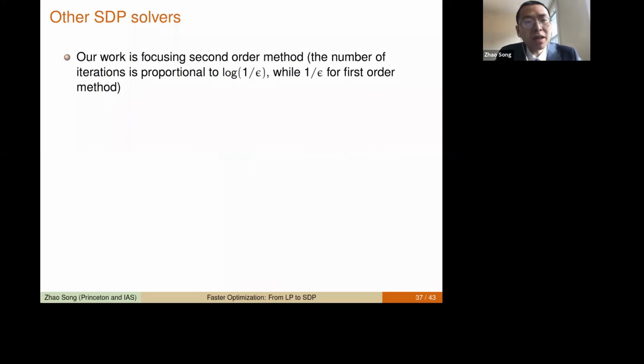There are also some other SDP solvers, and our work mainly focuses on second order methods. The major difference between second order and first order is that in first order methods, we only use gradient information, and in second order methods, we use the Hessian, which is the P matrix in the slides. Also, in first order methods, the number of iterations is usually 1/epsilon, and for second order methods, the number of iterations is log(1/epsilon). For some important applications, epsilon can be exponentially small. Therefore, using a second order method is sometimes really important.